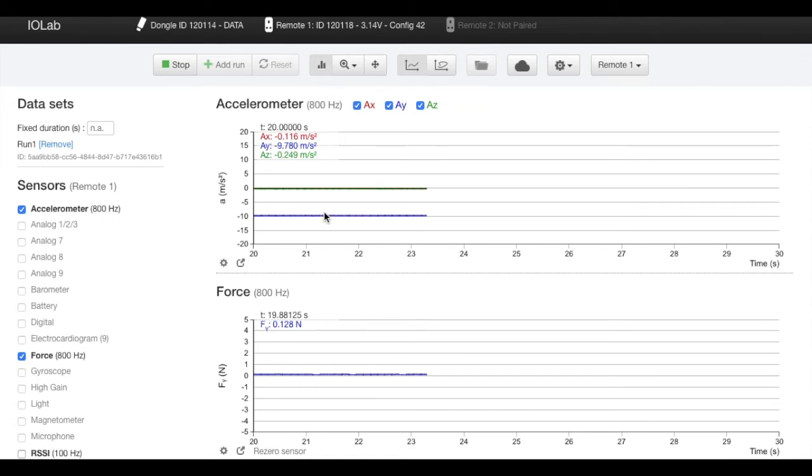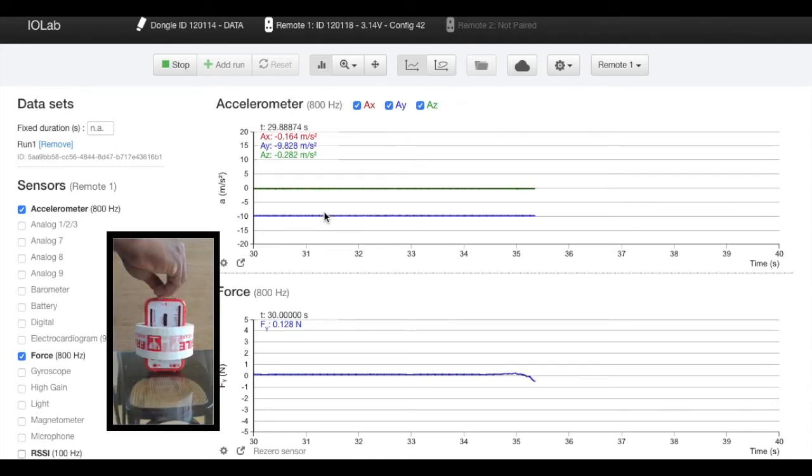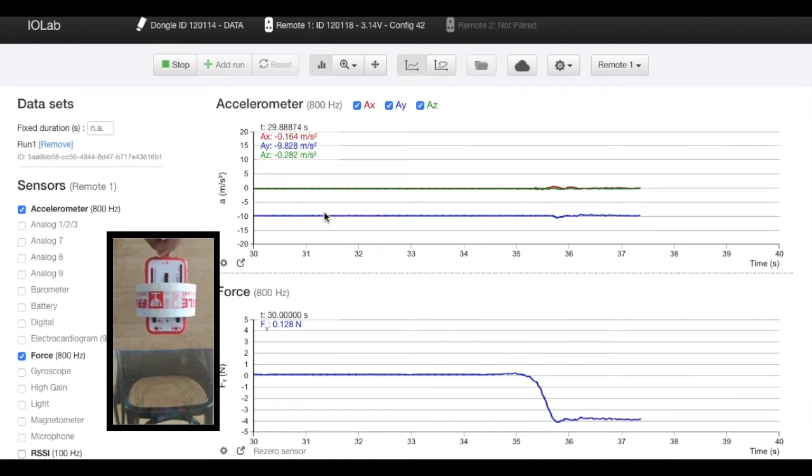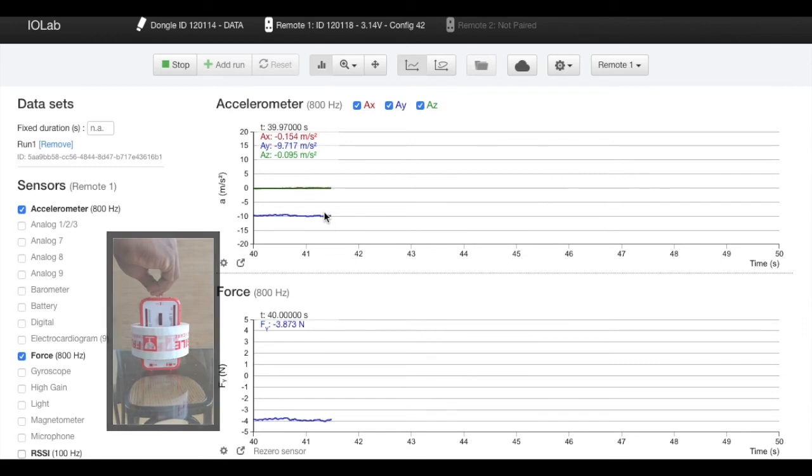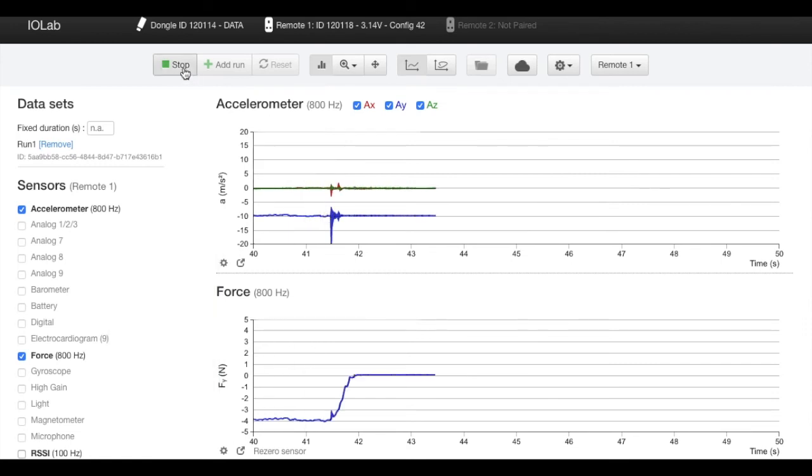So once you've recorded some data which is flatlining, which is the zero point data, I would like you to lift up the iOLab device and hold it steady for a few seconds, just as I showed you in the earlier video. So I'm going to do that. So I've now lifted up the device and I'm holding it steady for a few seconds, and then I'm going to bring it down again. So let me stop the data.